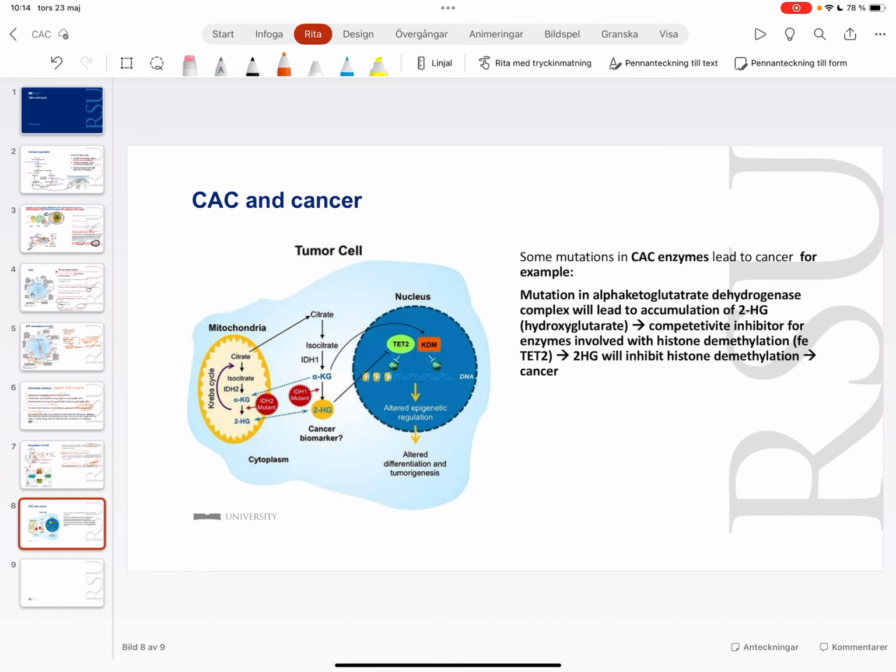For the last thing, the citric acid cycle and cancer. We have a lot of enzymes in the citric acid cycle. And one enzyme, for example, is the alpha ketoglutarate dehydrogenase enzyme. If there's a mutation in this enzyme, it will lead to the accumulation of 2-hydroxyglutarate. And 2-hydroxyglutarate is a competitive inhibitor for TET2.